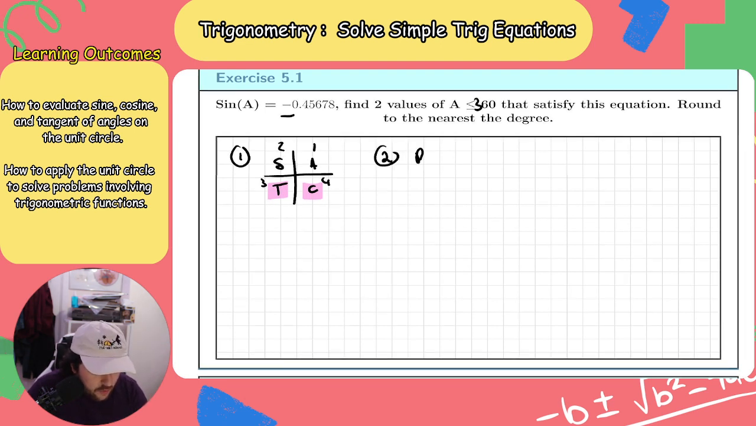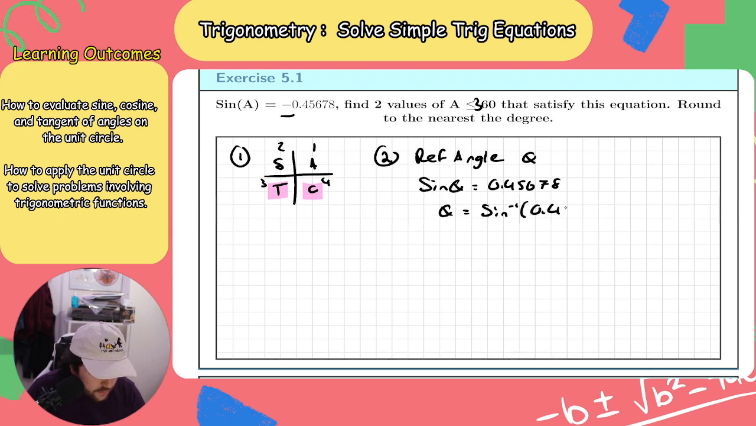Step 2, reference angle. So ignore the sign. So I'm going to have sine A is equal to, or I might say sine theta to change it up, sine theta is equal to 0.45678. Theta is going to be equal to sine inverse 0.45678. So I drop the minus and I calculate my reference angle here.